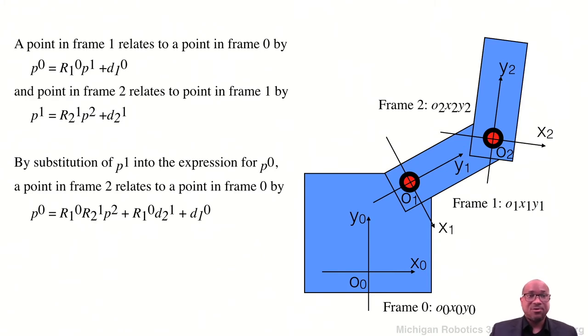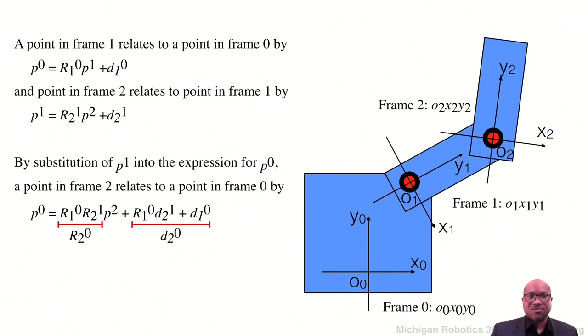If we simply substitute P1 in the second equation for the P1 in our first equation, we'll end up with the expression below, which tells us how we can relate a point P2 that is in frame two with respect to reference frame zero. And so this allows us to compose these two frames together. We get this entire expression, and that allows us to compose these frames all together.